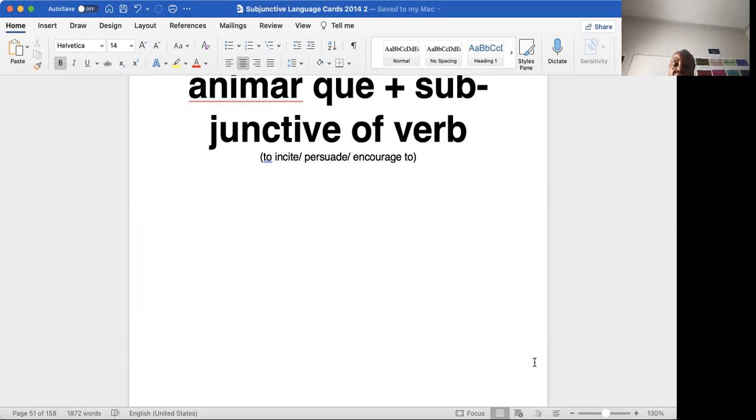All right. So if you looked at my other cards, you've probably seen some of these cards before, but these cards are in Word and they're in black and white.